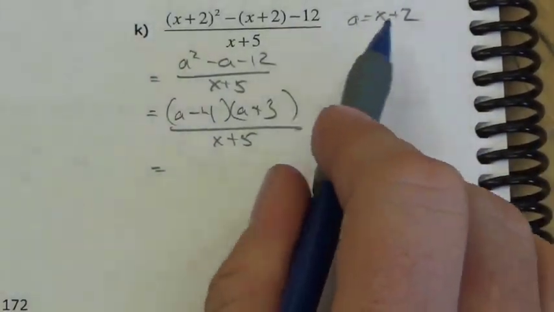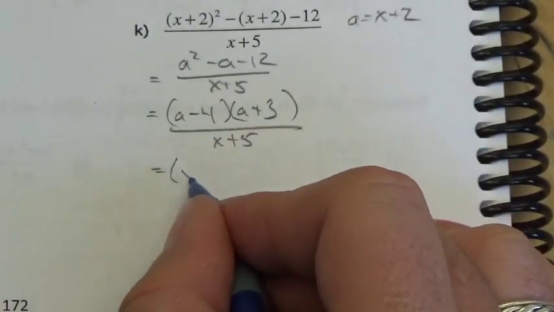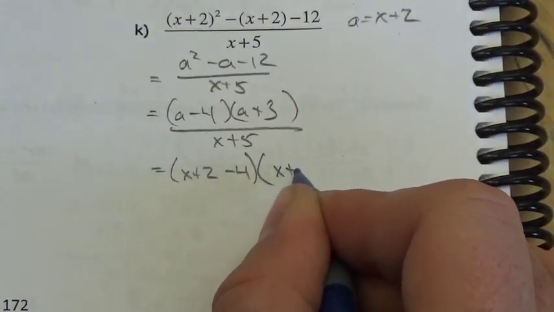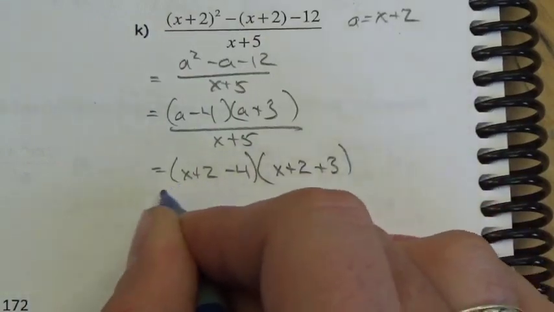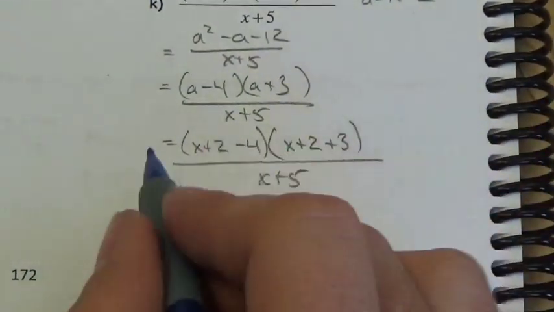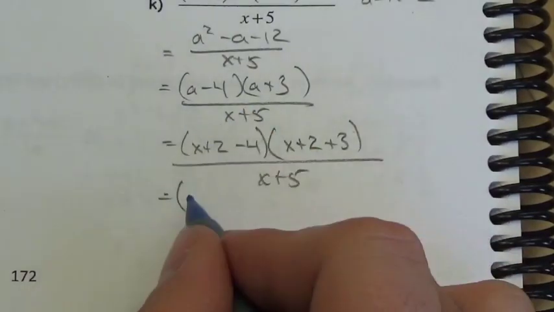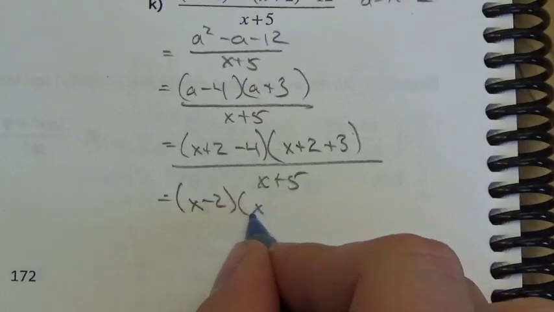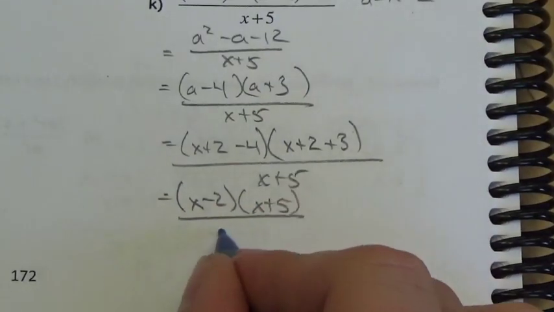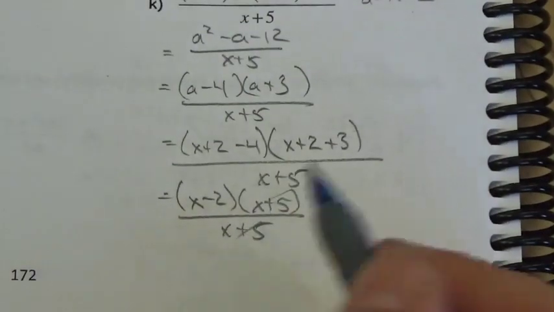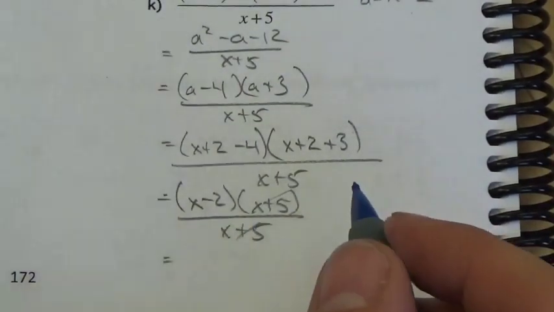Now I'm going to substitute back in that x plus 2. So this becomes (x + 2 − 4)(x + 2 + 3) over x plus 5. x plus 2 minus 4 will be x minus 2. x plus 2 plus 3 will be x plus 5. That's what I was expecting. Okay, so now the x plus 5s will cancel. x plus 5 divided by x plus 5 is 1.